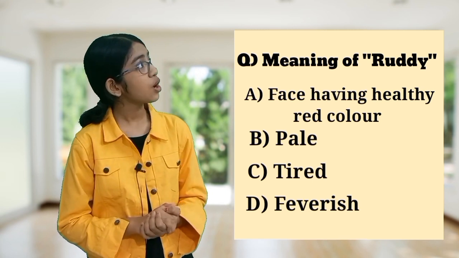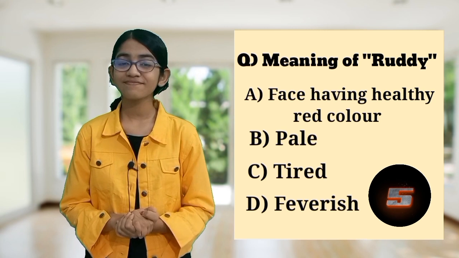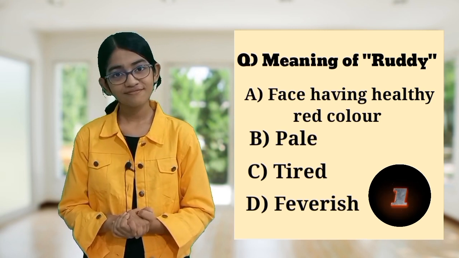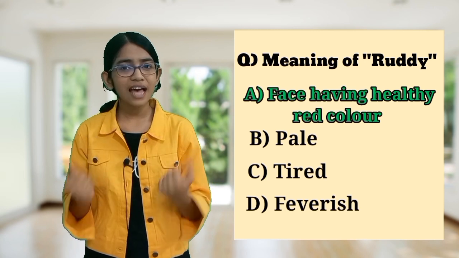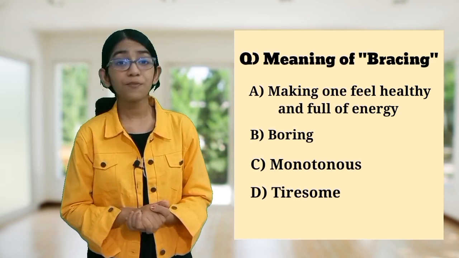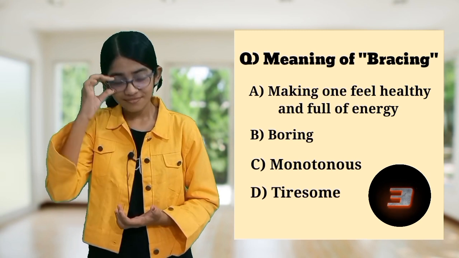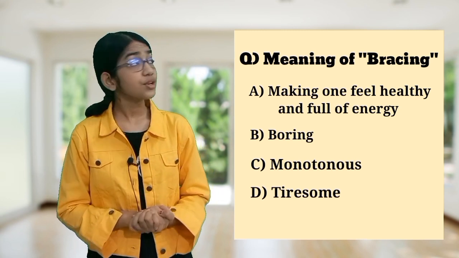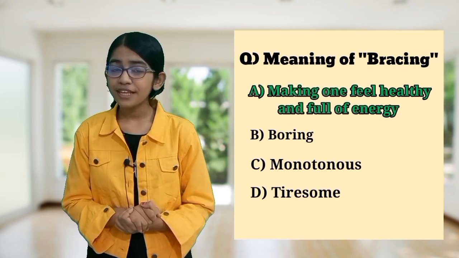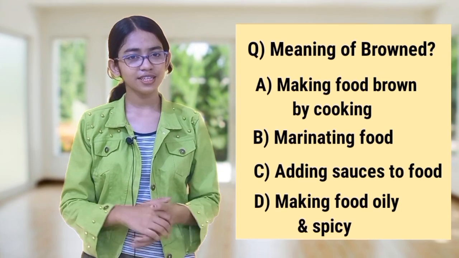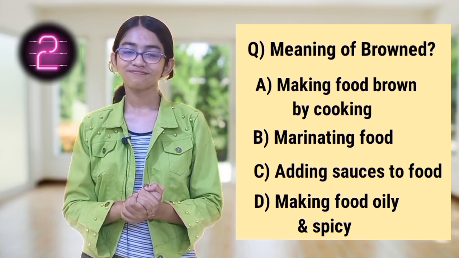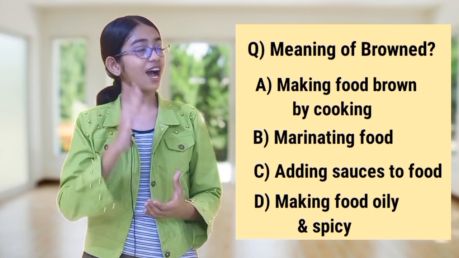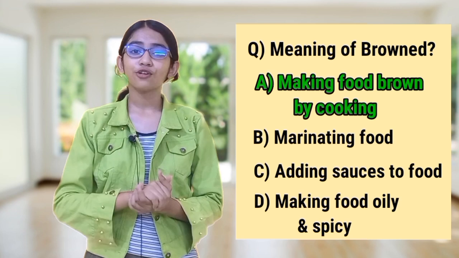Your first question is, what is the meaning of the word ruddy? Your answer is A. Your face having a healthy red color. Now, your second question is, what is the meaning of the word bracing? The correct answer is A. Making one feel healthy and full of energy. The first question is, what is the meaning of the word browned? The correct answer is A. Making food brown by cooking.